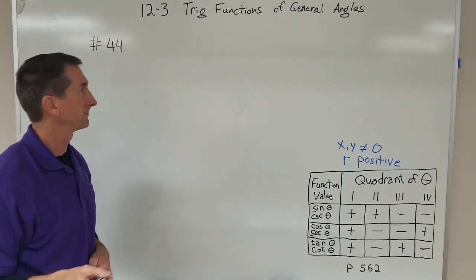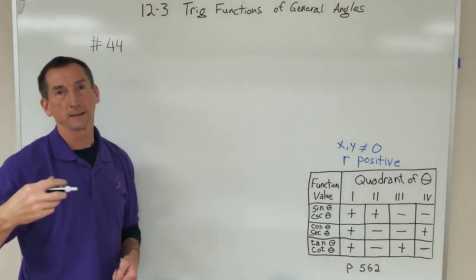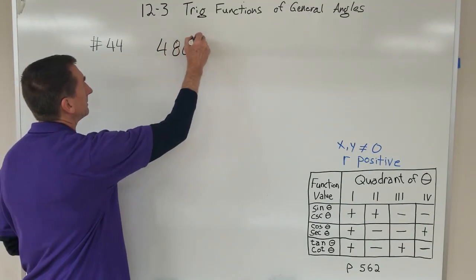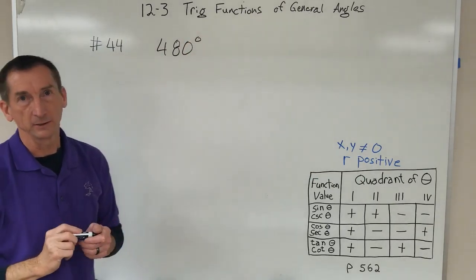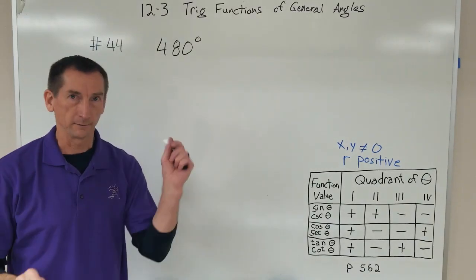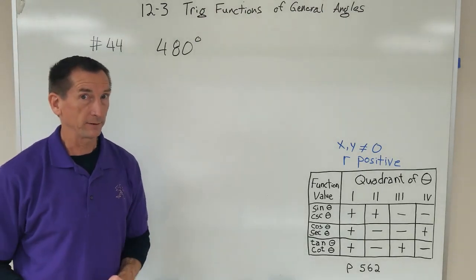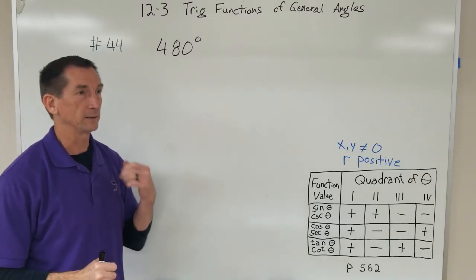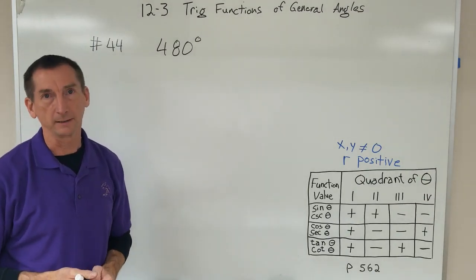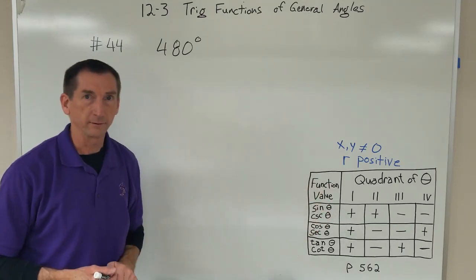In 44, we're asked to find the big six, sine, cosine, tangent, cosecant, secant, cotangent, of a 480-degree angle. Okay, so this problem could be done by sticking it in your calculator. 480 sine, 480 cosine, if your calculator's in degrees. Okay, that's nice, but what if you don't have a calculator and you want to know what this really means and how to get some deeper understanding? So in this case, we're going to use reference angles to find these values. And we're going to use this chart right here, knowing the positive and negative of each quadrant.